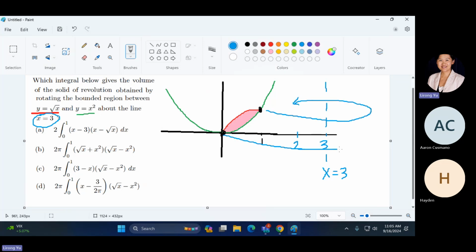If I have to rotate all the way back here, it's going to go off the paper, but that's the idea. So we're trying to use the shell method. What the shell method exactly is, you draw a slice of the shape. This is a rotation.